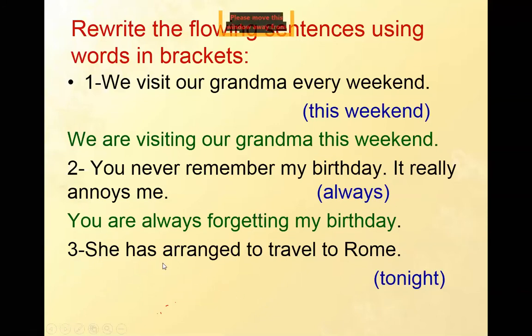Number three, she has arranged to travel to Rome tonight. I cannot hear. Who knows the answer? She has arranged to travel to Rome. He wants you here to use tonight. Tonight means to express present progressive or present continuous for arrangements. For arrangements. In Arabic means mawa'id.